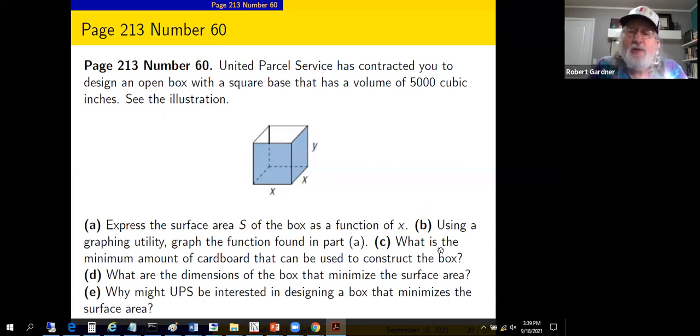Part C asks, what is the minimum amount of cardboard that can be used in constructing the box? So we haven't talked extrema in a little while, and we don't have a good way of finding extrema, not in this case. We'll use the graph and do our best. What are the dimensions of the box that minimizes the surface area? So they're asking what is the minimum and where does it occur? It's one of those what and where type questions in terms of extrema. And part E, why might UPS be interested in designing a box that minimizes surface area?